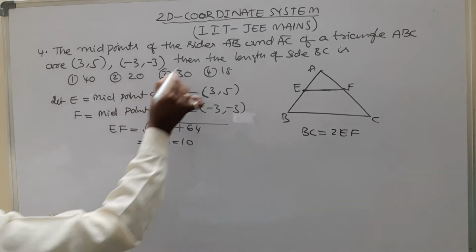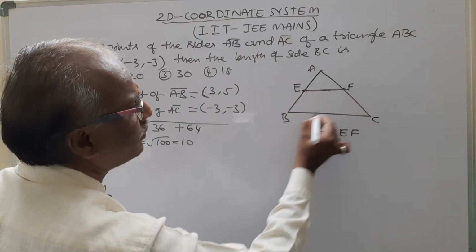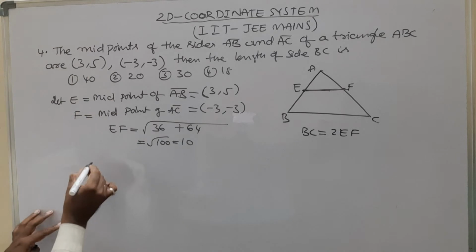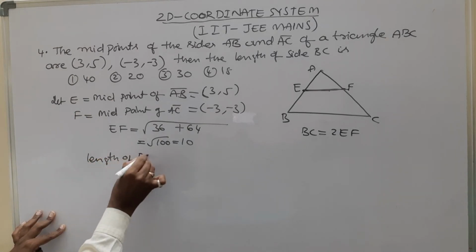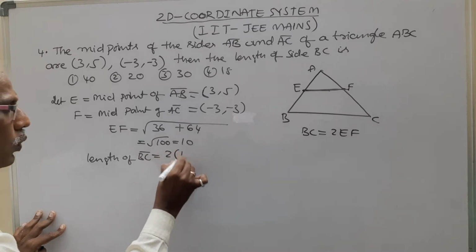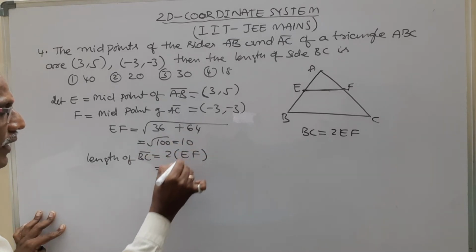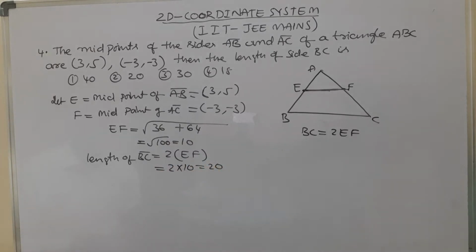In this question, to find the length of side BC, this line EF is parallel to BC, so the length of BC is equal to 2 times EF. Here EF equals 10, so 2 into 10, the length of side BC is equal to 20. Here the second option is correct.